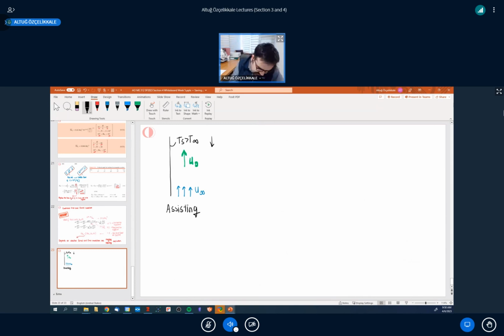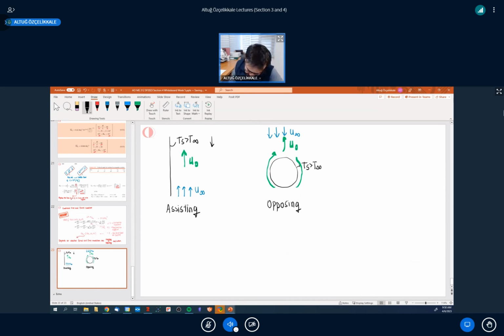So what else? Let's talk about this cylinder case. We have a cylinder again. The surface temperature is greater than T infinity, and then we are going to have this plume forming towards up, right? u0. And on the other side, what if we have a flow that is coming from the other side, u infinity? In that case, we are actually talking about opposing flow configurations. But that's not all.